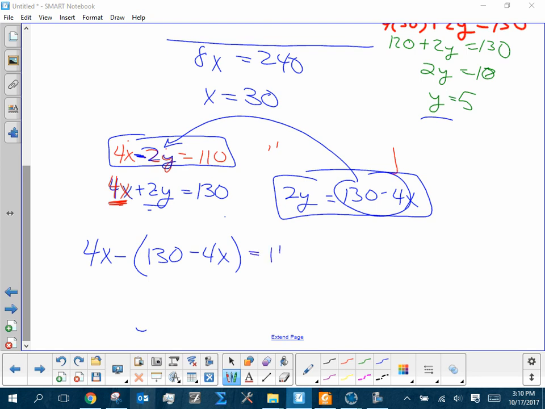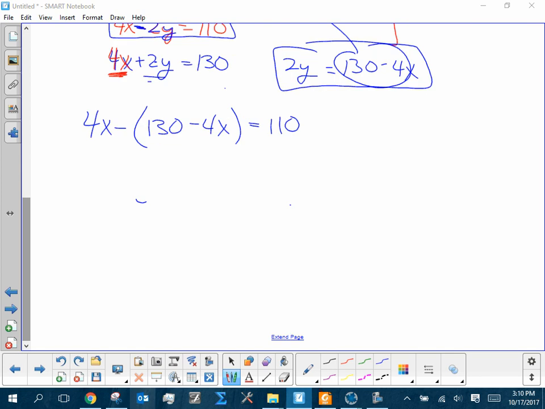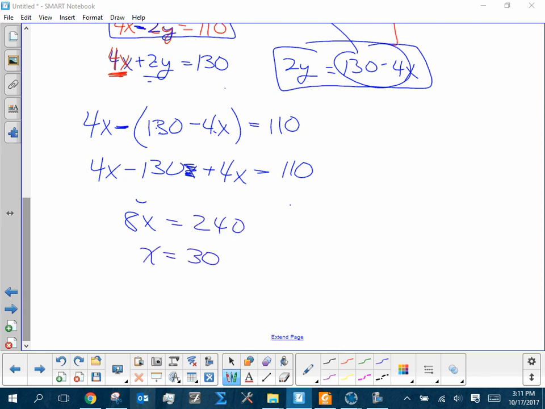And then it's equal to 110. I'll show you the difference what happens if you don't do that. 4x minus 130 plus 4x, because it says minus both these things. So what's minus and negative 4 turn into? Plus 4, we get 110. So now I get 8x. Add 130 to both sides. Should be 240. X still ends up being 30, right?